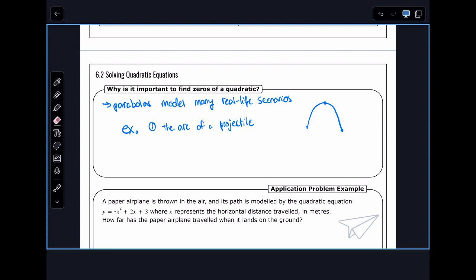One example we worked with last Friday, which is a bit more hard to visualize, is we can use this in business to model revenue and costs, just as some examples where we try to maximize our revenue and minimize our costs using the vertex. We'll work with those problems more in the future, but for now, we're going to focus on finding the zeros.